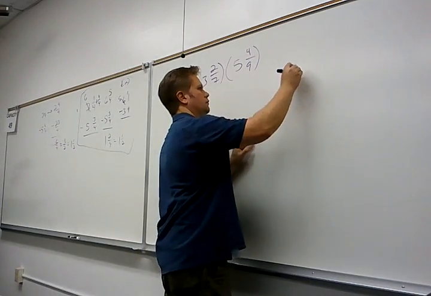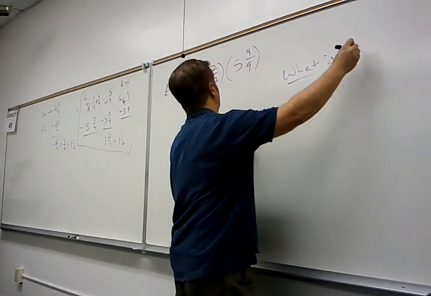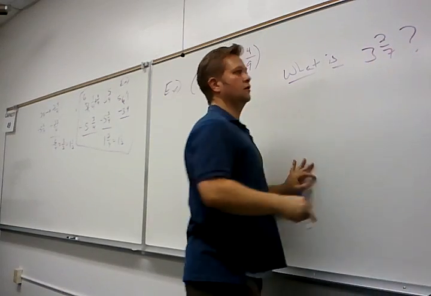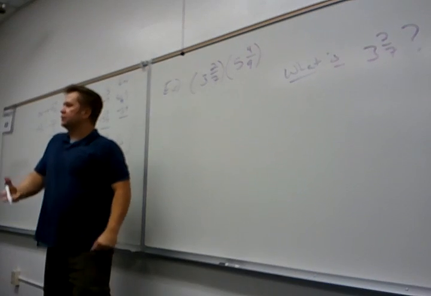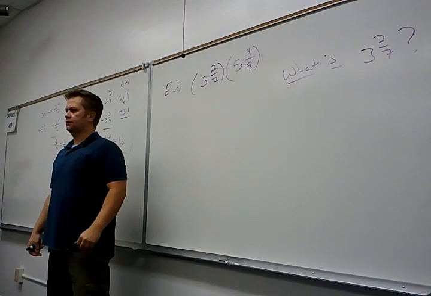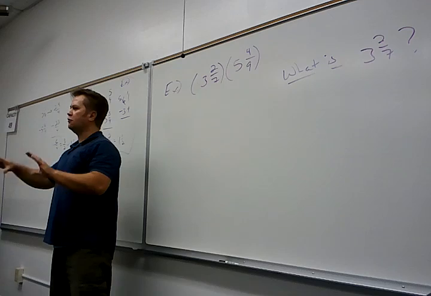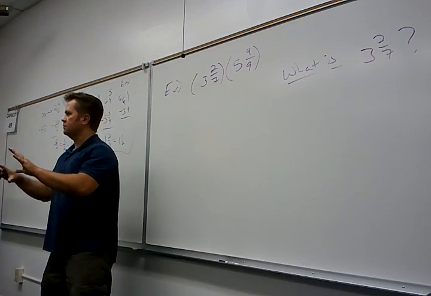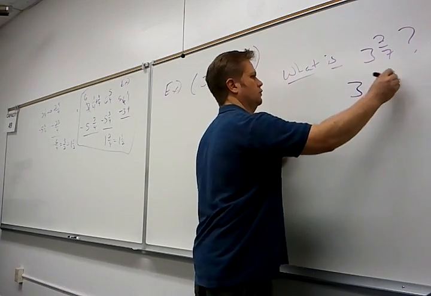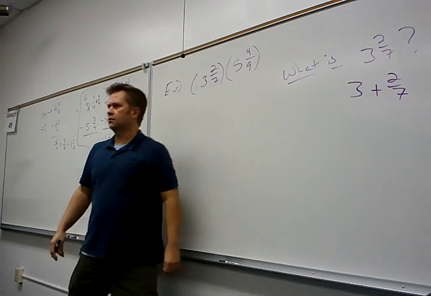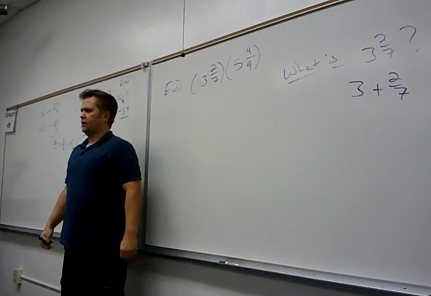What is 3 and 2 7ths? What the hell is that? When we say and, 3 and 2 sevenths, what operation is that? I know it's a mixed number, I know what we call it, but what is it mathematically? Adding. This is 3 plus 2 sevenths. You with me? It's not different. I want you to stay with me now.